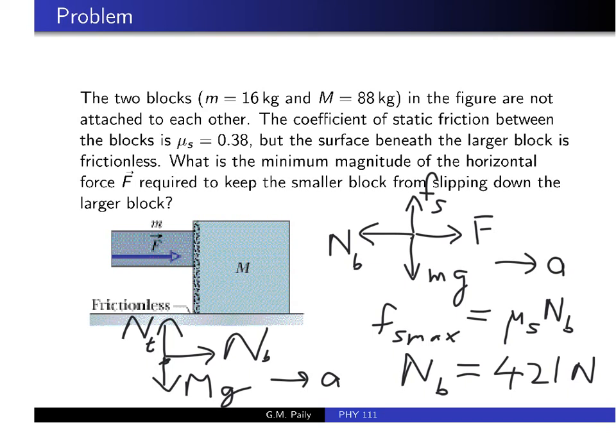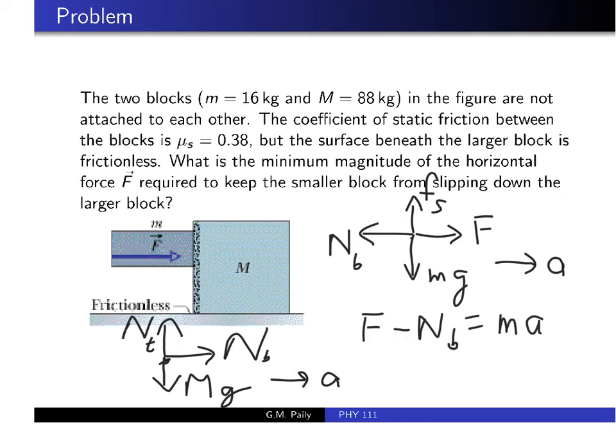However, we want to find this force F. How do we get there? Well, in what equation does F appear? We see that F appears in the F net x equation for the little block, which we can write as F minus NB equals little m times A. We know what NB is, that's 421 newtons. But what about A? We don't know that yet. So we have to first determine A in order to determine F.